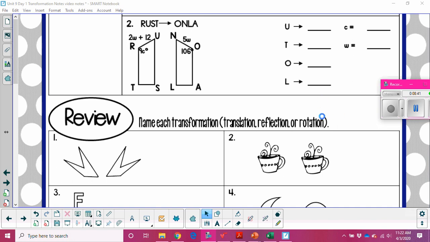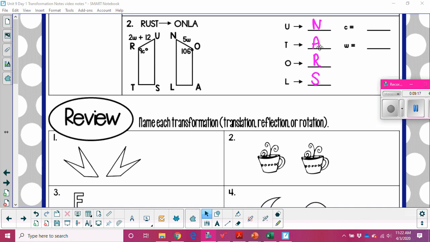Okay, so looking at this, we have RUST is mapped onto ONLA. So R goes with O. So down here we have O. We know it goes with R, so we'll go ahead and write that down. We know that U goes with N. So over here, we'll go ahead and write N. We know that S goes with L. So we'll go over here and write S here. And we know that T goes with A. So we'll go write that over here.